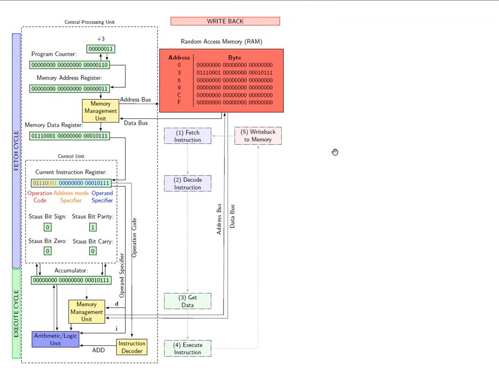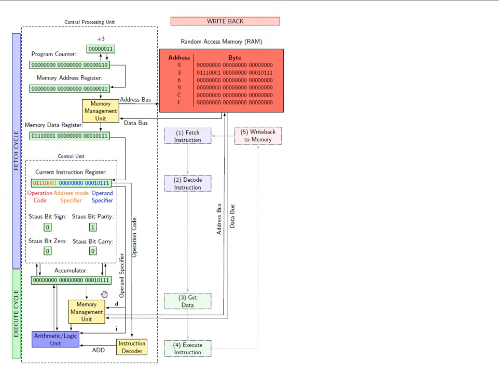So at this point, we are at the get data phase of the execute cycle. Do you see this? We are now in the execute cycle. The operation code with the address mode specifier tells us where to go. So we are again in the memory management unit. This memory management unit and this memory management unit are the same unit. I've just duplicated it here to show you how it relates to the different parts of the cycle. So we are now in the get data phase of the execute cycle.